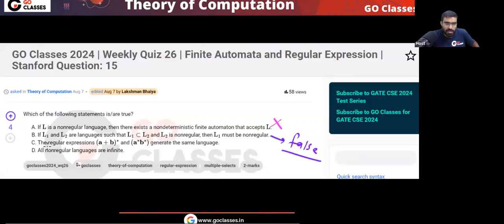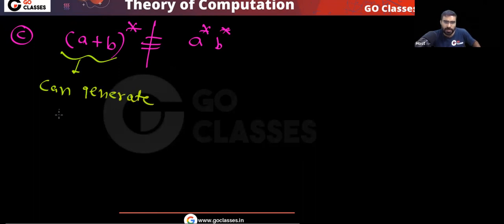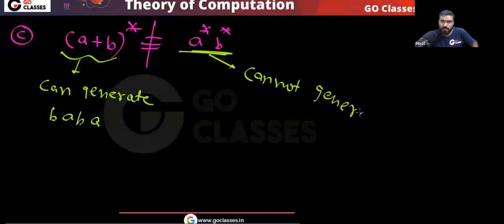What about statement C? The two regular expressions generate the same language. This regular expression and this regular expression, a*b*, do they generate the same language? They are not equivalent. For example, here you have all the strings. Give me a string which will work as a counterexample. For example, this can generate BA, and this cannot generate BA.